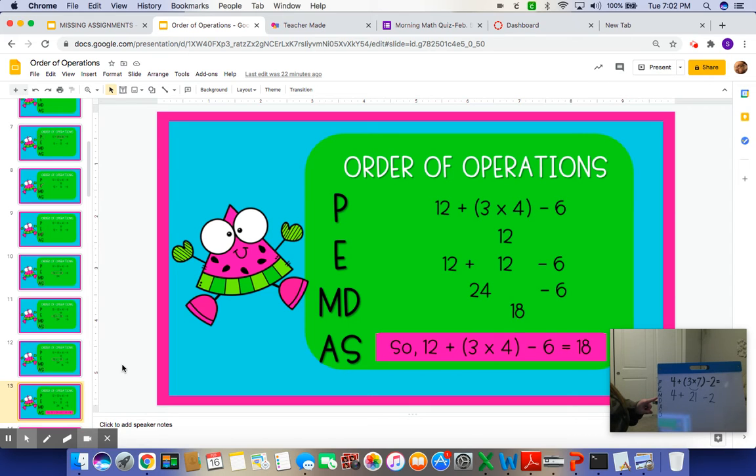Multiplying would be next because please excuse my is for multiplying. We've already multiplied because they were in the parentheses, and we have to do parentheses first because the parentheses is the line leader.